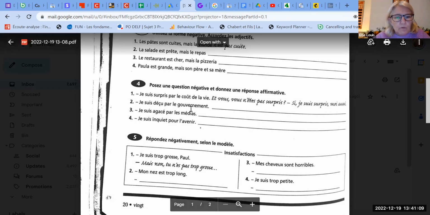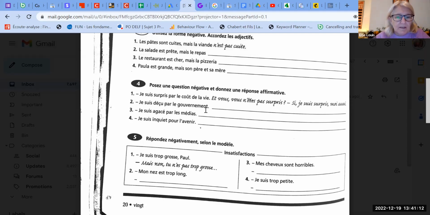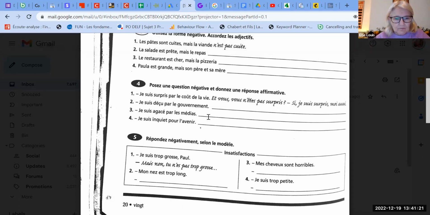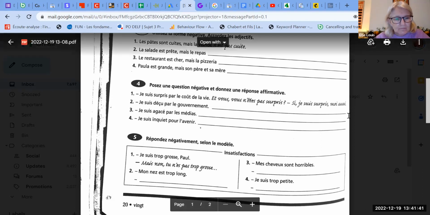Je suis déçu par le gouvernement. I'm disappointed by the government. Do you want to just run through for yourself what you think that question would be and the answer? Okay, so et vous? Vous n'êtes pas déçu par le gouvernement, ou vous n'êtes pas déçu? Si, je suis déçu, moi aussi. And that's what you got.